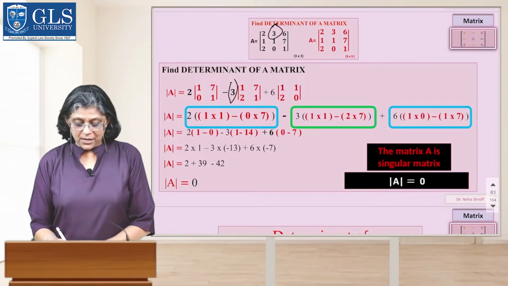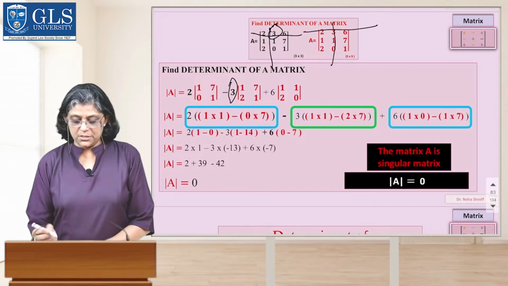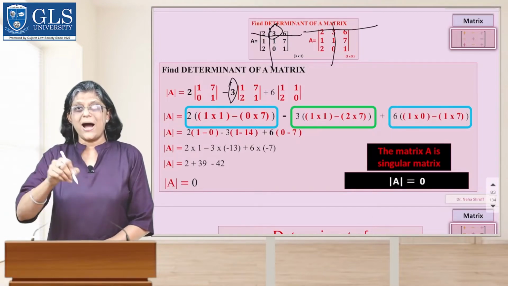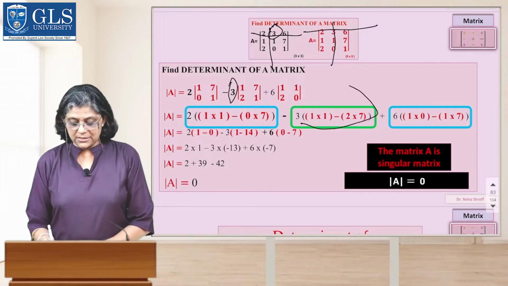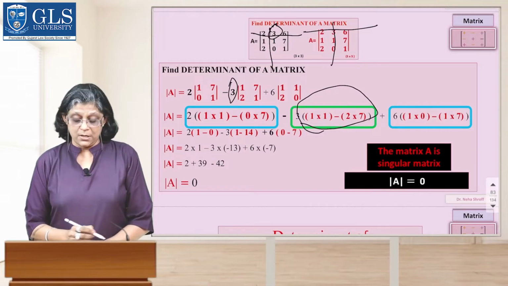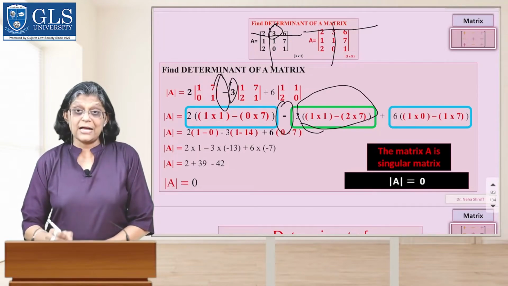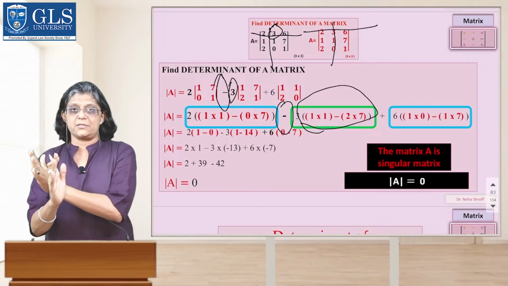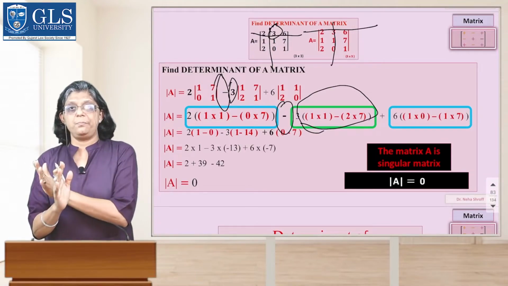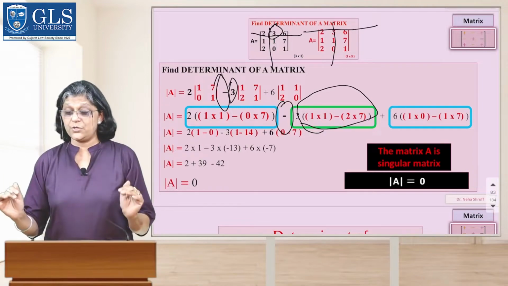So I will write down 3. If I delete this row, this column, which numbers are left? 1, 7, 2 and 1. So I will get the answer here like this. Minus sign is placed, remember the minus sign. So first is plus minus plus, plus minus plus. Is it clear? For the first row.